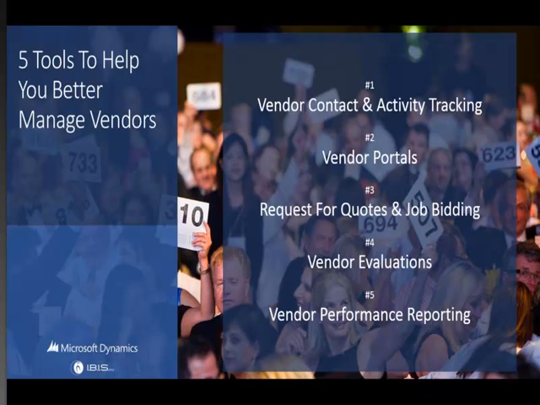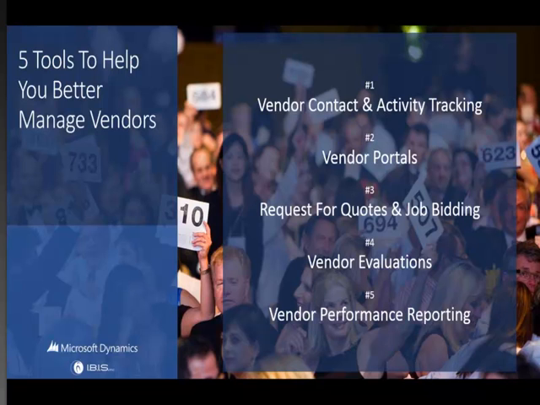Then I'll talk about request for quotations and job bidding. These are features that you can take advantage of. The job bidding is actually part of the advanced supply chain suite of products that we at IBIS offer. But these are tools that you can use to get the vendors to do a lot of the work for you by responding to quotes and typing in their pricing and doing a lot of different things. These all tie into the vendor portal itself.